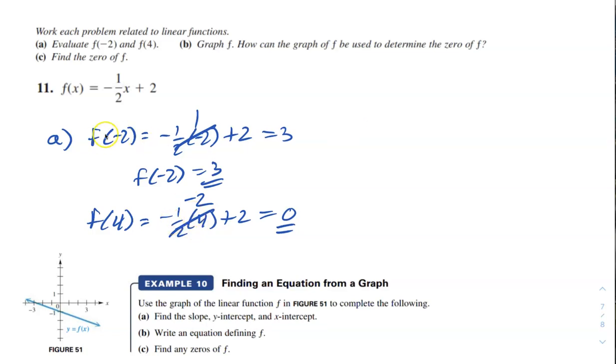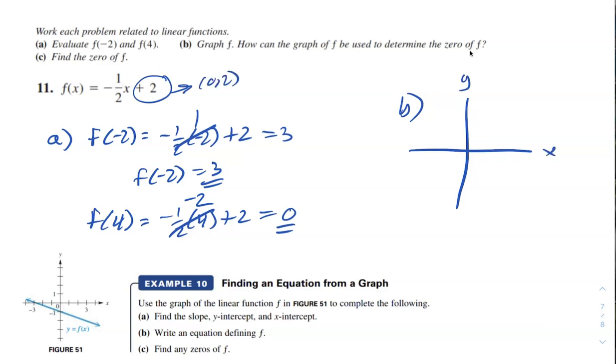For part B, they want me to graph the function f. How can the graph of f be used to determine the zeros of f? Okay, so let's graph it using the y-intercept method. My y-intercept is 2. It's my first point, at (0, 2).